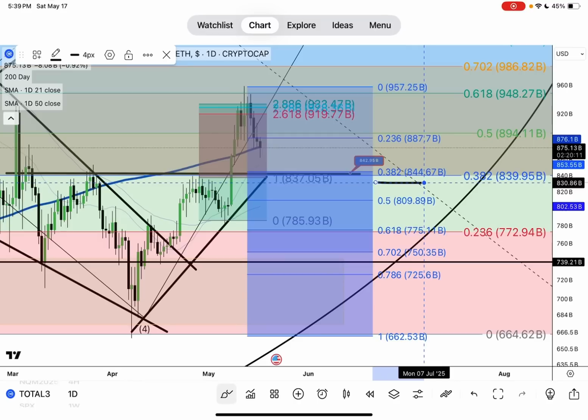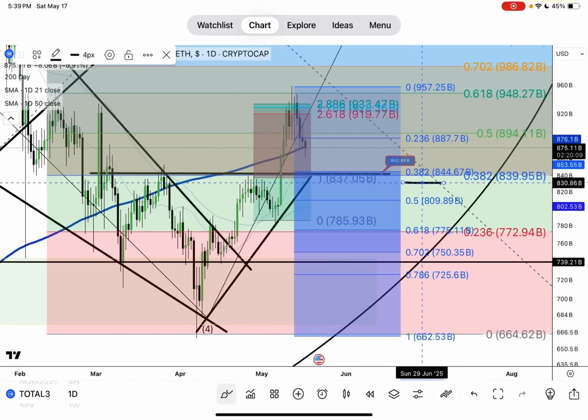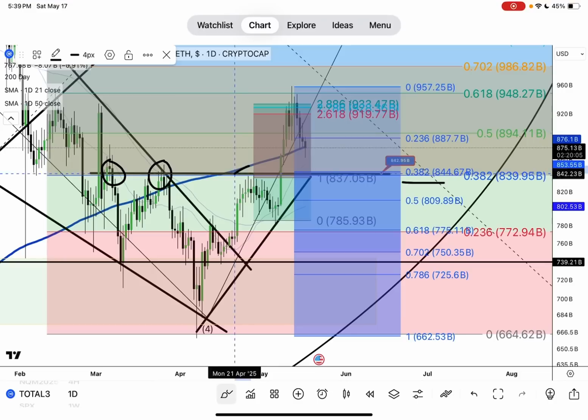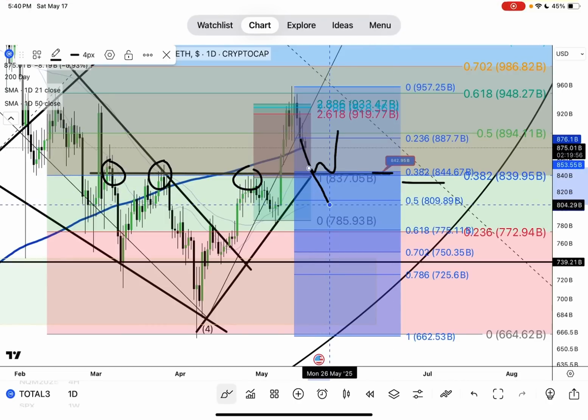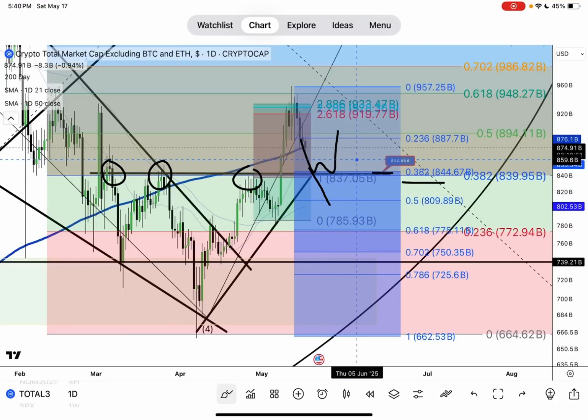Mainly the 38.2% fib, which is previous resistance within this ascending triangle. Okay, so coming down to it, want to see how the price reacts. If we lose it, then we're going to come down to the 50% fib and 50-day moving average, and then we'll see how the price reacts from there. But so far, total 3 does look good.